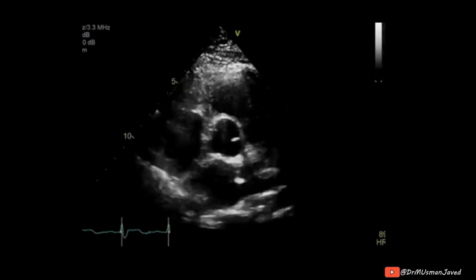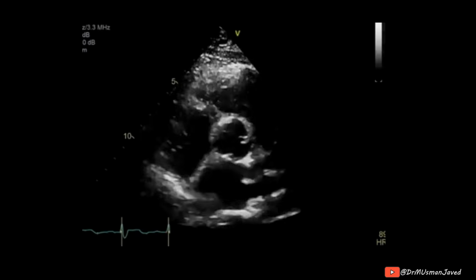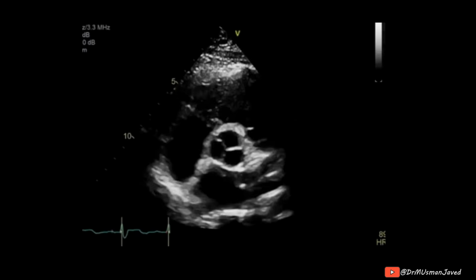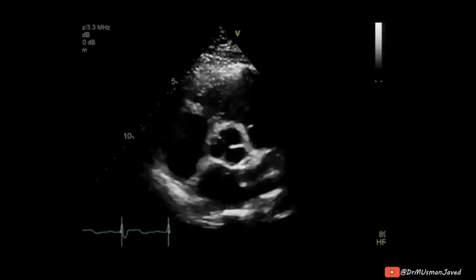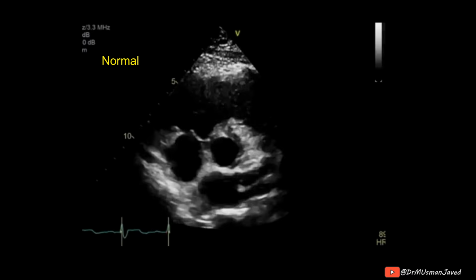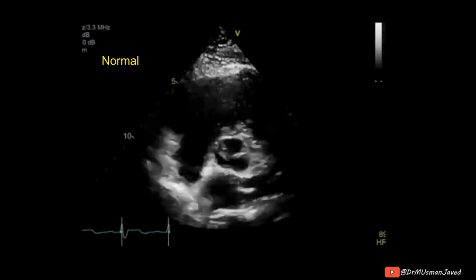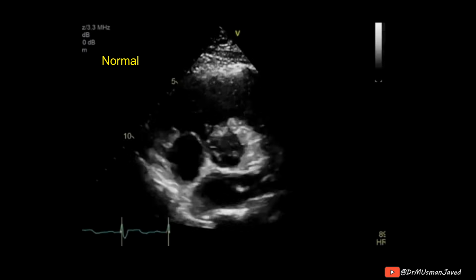So let's have a look at some valves. It's a parasternal short axis view at aortic valve level, and three leaflets are clearly visible. So it's a normal tricuspid, well-opening valve.